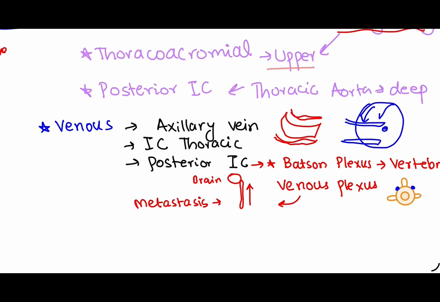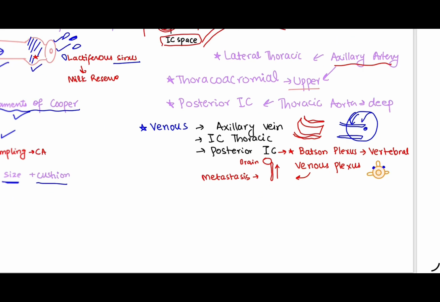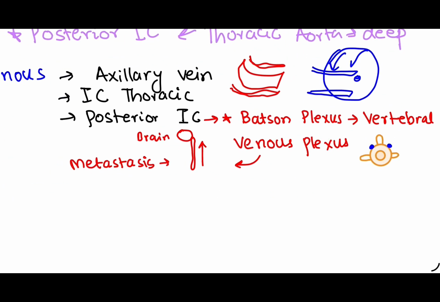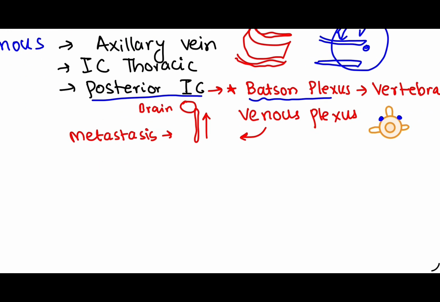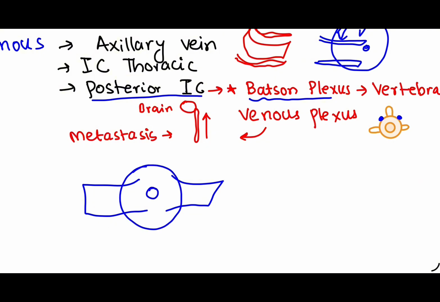Then there are the posterior intercostal veins, and this is where it gets important. Posterior intercostal veins have a fancy name, the Batson plexus. What is it? Bat, like Batman. I can say it has its wings like Batman, and they're passing through the rib and vertebra. This is my rib and vertebra. You can see it's very bad.